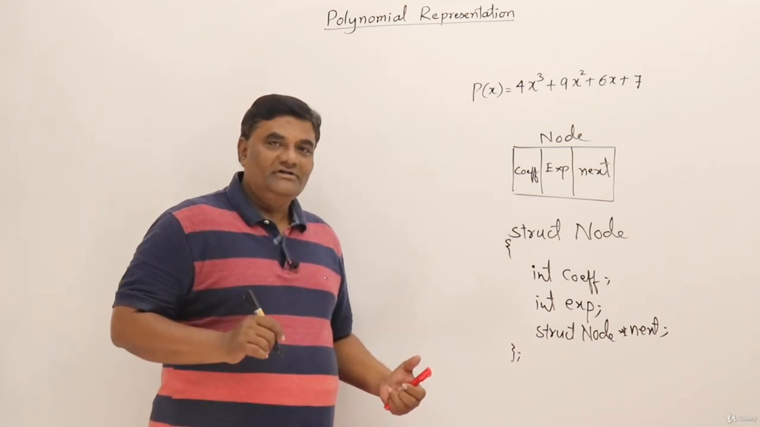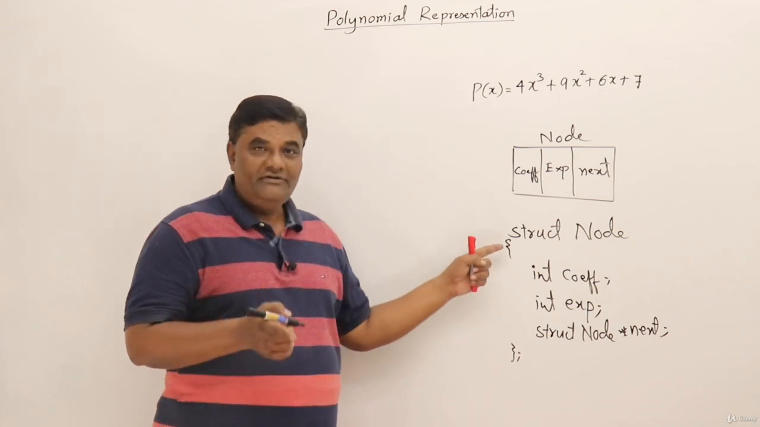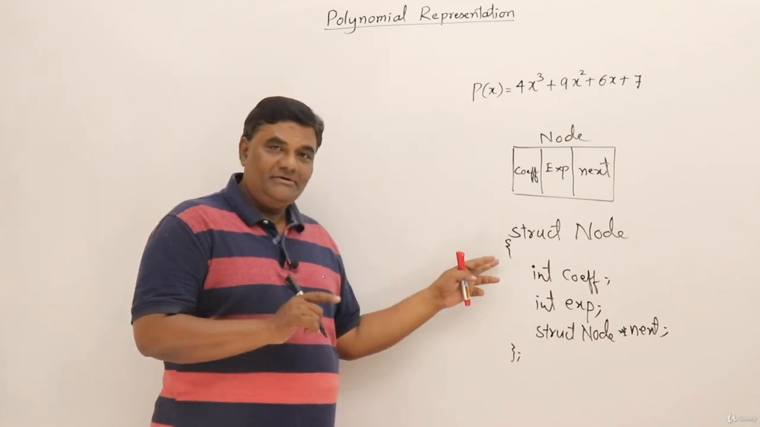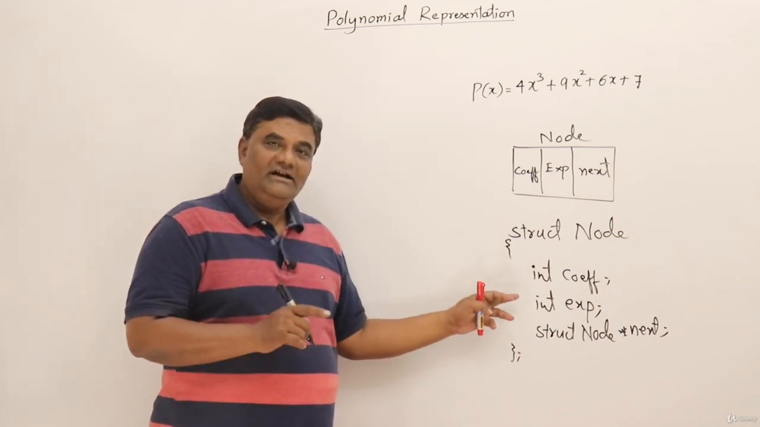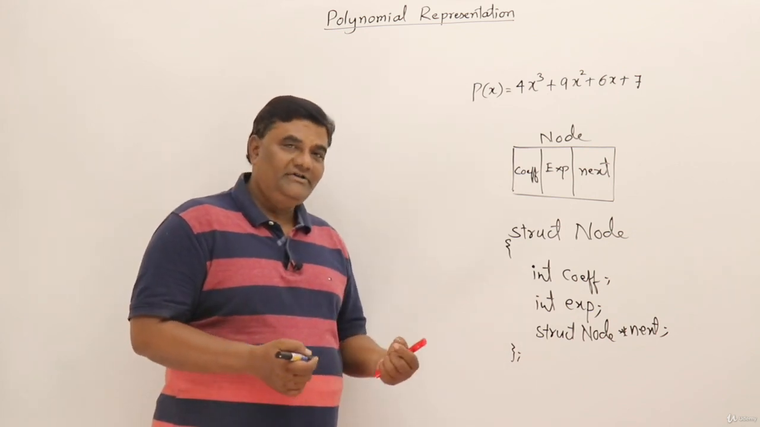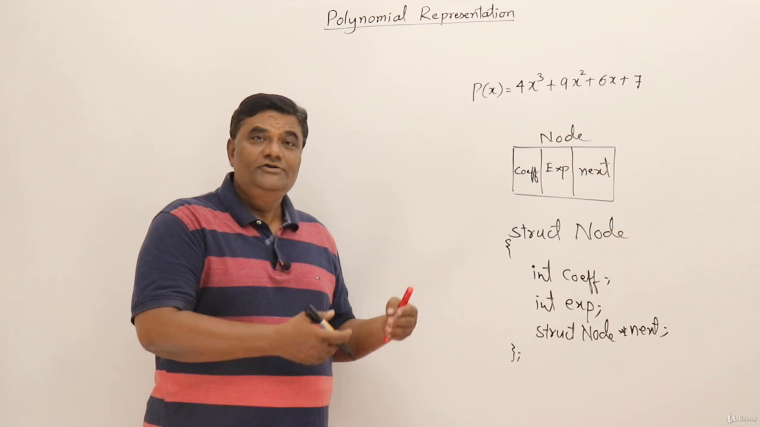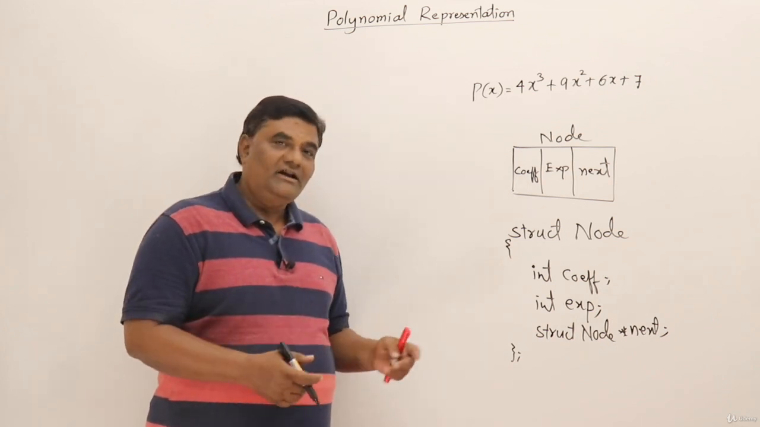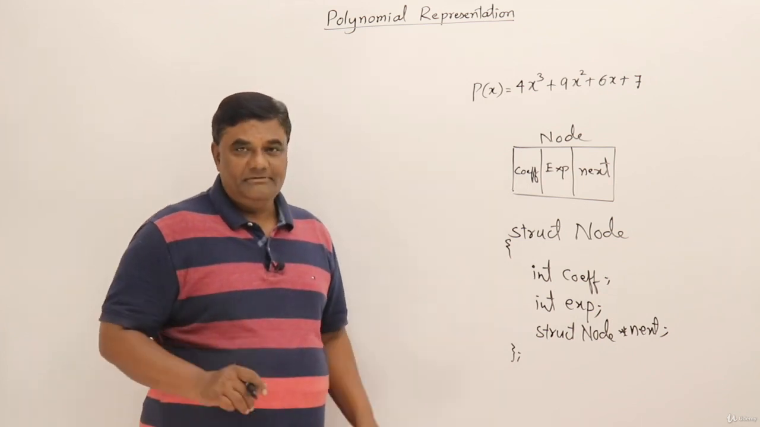Now one more thing you can observe, this is a node of a linked list and is having three members: coefficient, exponent, and a pointer. So far, in whatever linked lists we have studied, we were taking only one value. But now, based on the requirement, a node can have any number of data members.